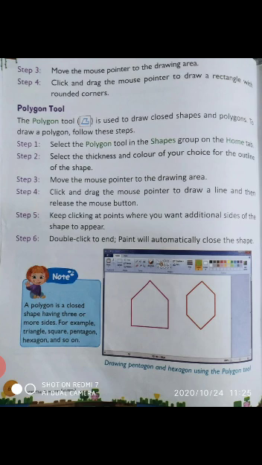Next one, polygon tool. The polygon tool is used to draw closed shapes and polygons. To draw a polygon, follow these steps.